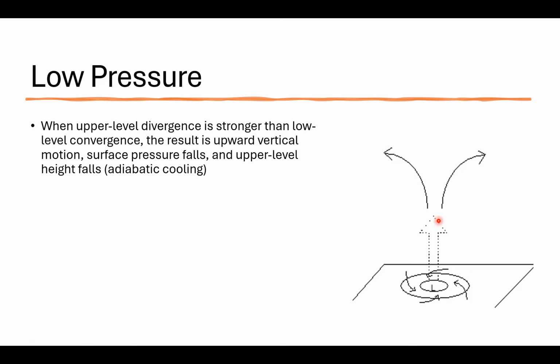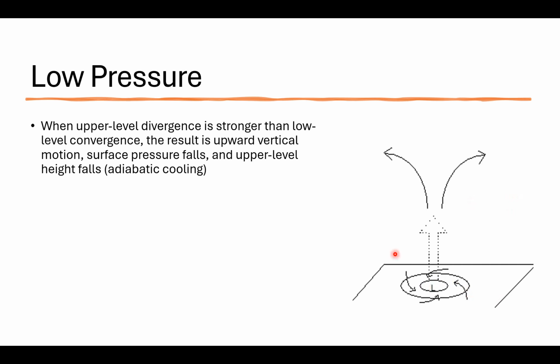As this air rises, it cools, condenses, and forms clouds, and a lot of times precipitation will fall from those clouds in association with low pressure. But in general, if you get this upper level divergence to exceed or be stronger than this low level converging air, you're going to have an intensifying storm system.